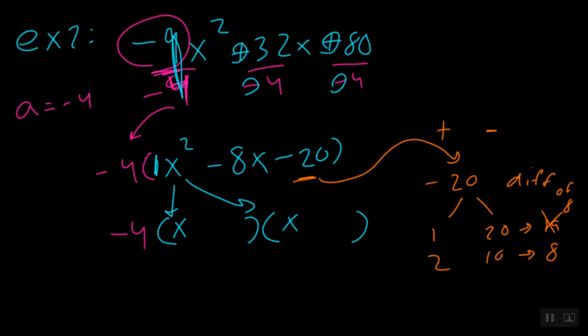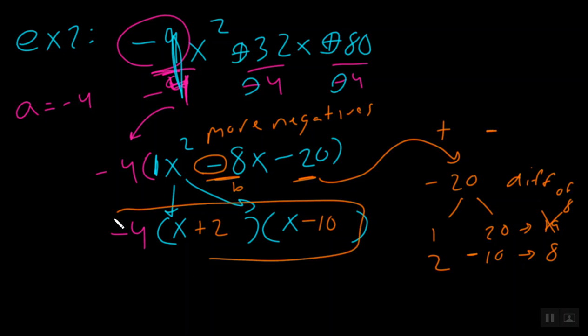Now notice, here our b term is actually negative. That means that we have more negatives, which means that the 10, the larger number, has to be negative. So what's this going to look like? Positive 2 and negative 10. And there we have just factored our original statement, negative 4x squared plus 32x plus 80. We just factored it very quickly, very easily.